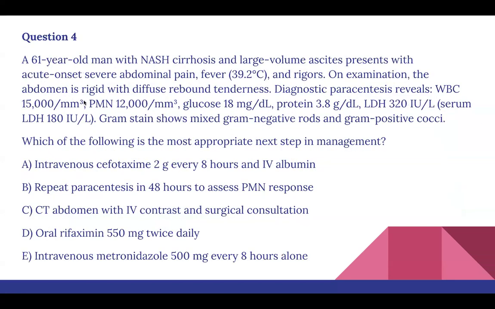All right. Question 4. A 61-year-old man with NASH cirrhosis and large volume ascites presents with acute onset severe abdominal pain, fever, and rigors. On examination, the abdomen is rigid with diffuse rebound tenderness. Diagnostic paracentesis reveals a white count of 15,000, PMN of 12,000, glucose 18, protein 3.8, LDH 320, and gram stain shows mixed gram-negative rods and gram-positive cocci.